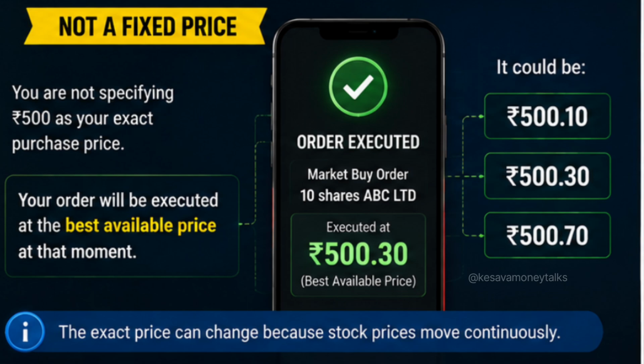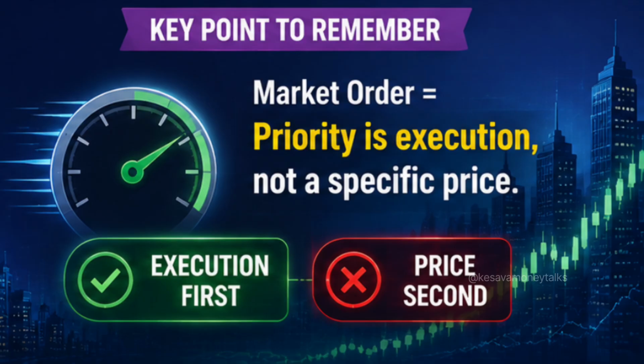It could be 500.10 or 500.30 or another available price. The exact price can change because stock prices move continuously. So remember, with a market order the priority is execution, not the specific price.